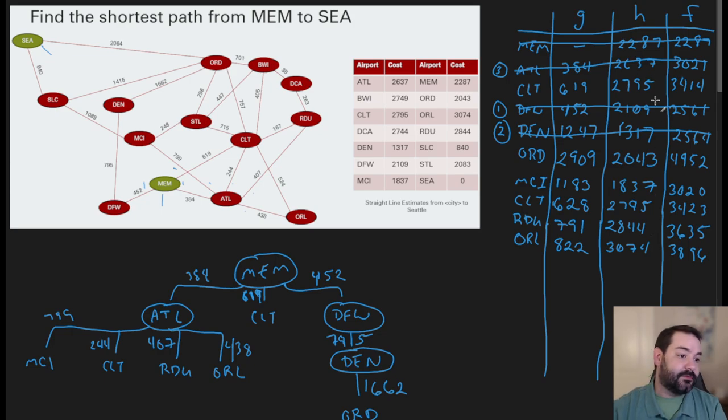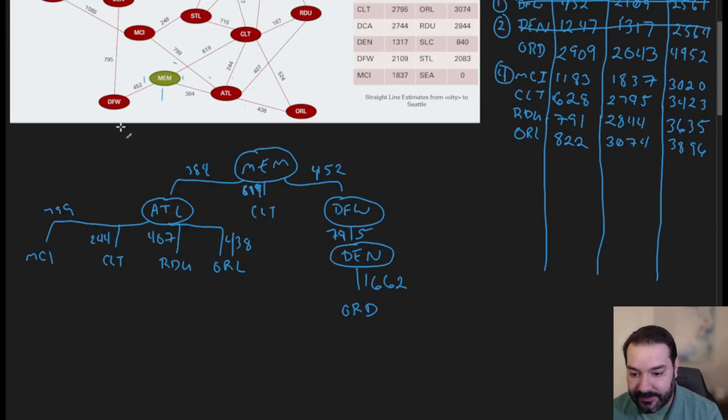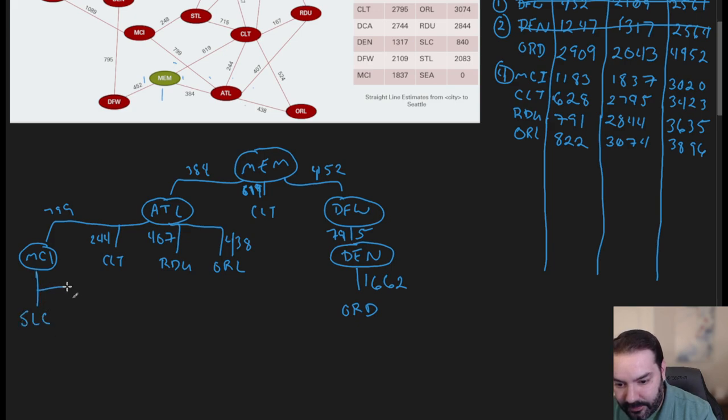8.22 plus 3.074, 38.96. Okay, so again, we go through the same process again. We're looking at MCI, so Atlanta to Kansas City is our next consideration. There's our 4. So we expand out. There are 2 possible routes from Kansas City. So, boom, we can go to Salt Lake City, or what was the other one? St. Louis.